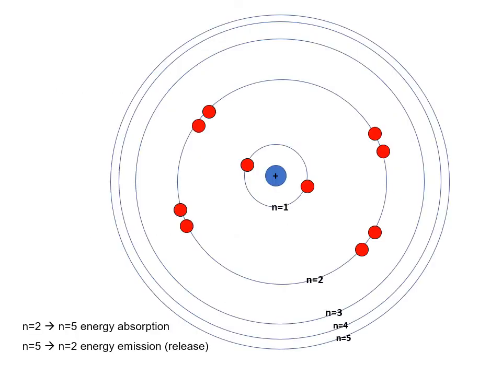So right now, all these electrons are in the ground state. But when we give this energy, this electron absorbs that energy. Now it's in the excited state. It falls back down to ground state. As it falls back down, it releases energy. The energy that it releases is the color that we see.